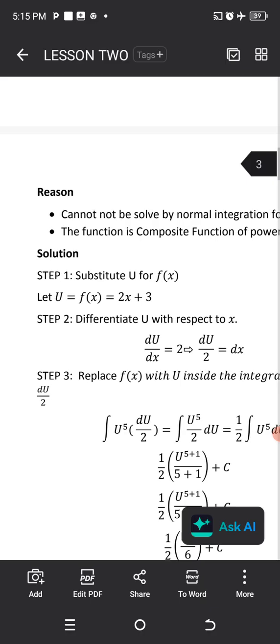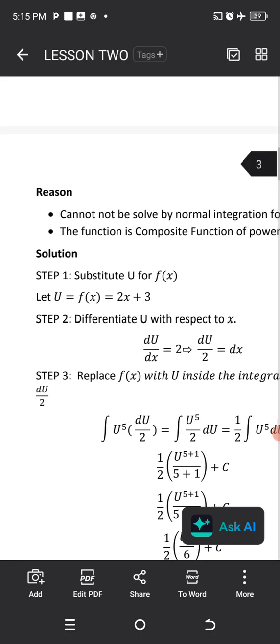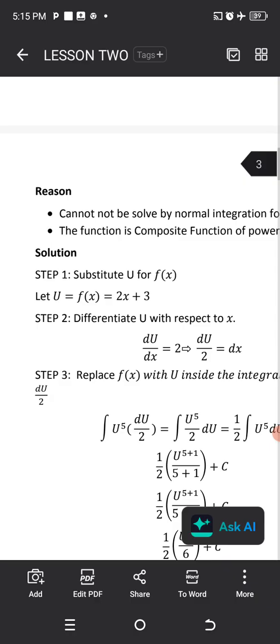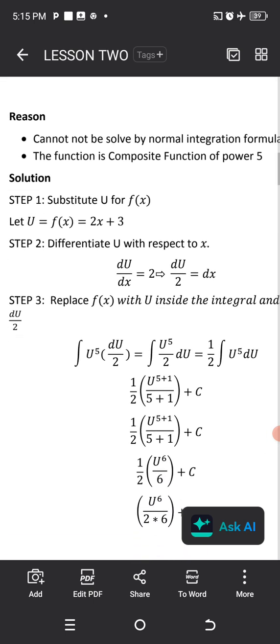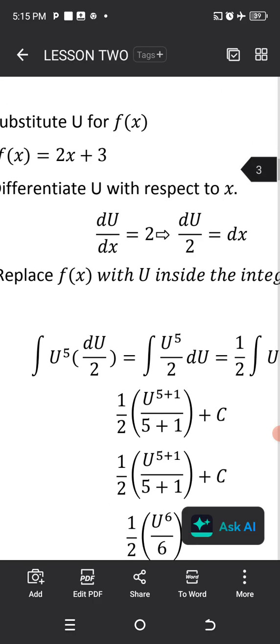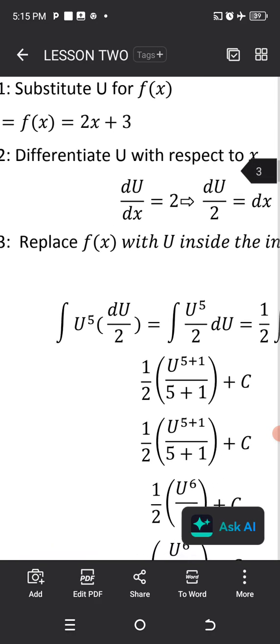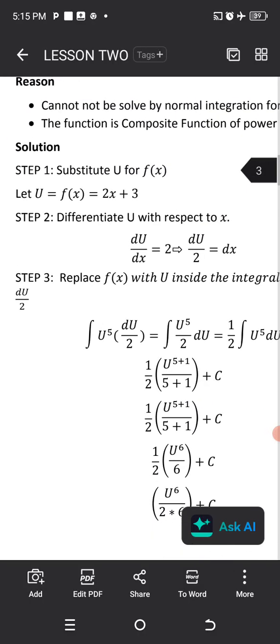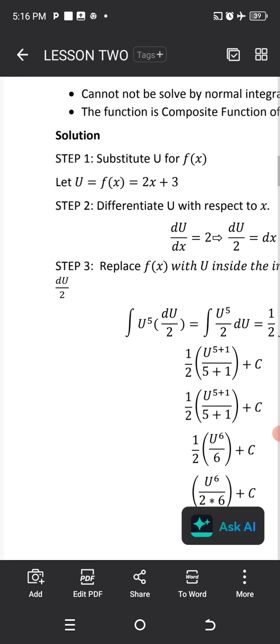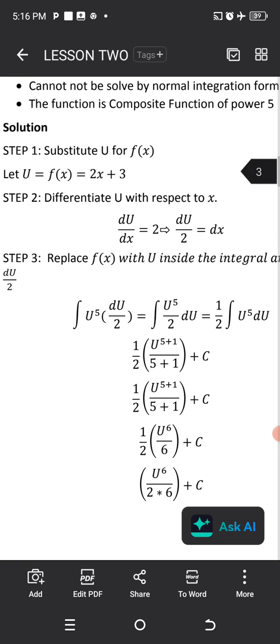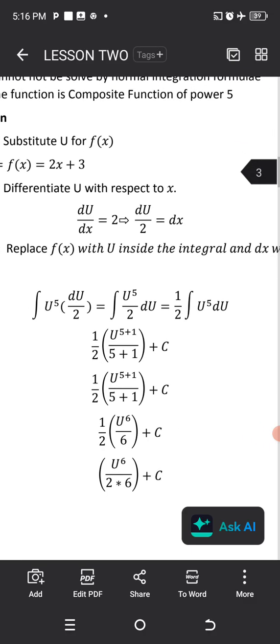You cannot run away from differentiation. If you don't have the basic idea of differentiation, it's better you go back to it. Don't worry, you will do some differentiation too in the future, but let's focus on the integration. So du/dx equals 2. That implies that du over 2 equals dx. So step 3: replace f(x) with u inside that integral, and dx with du over 2. There's no magic there. It's just normal mathematics work.